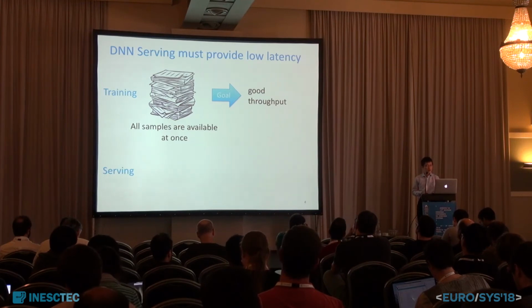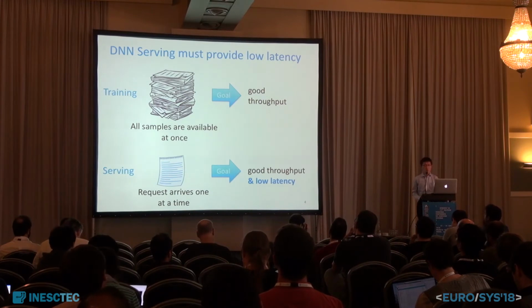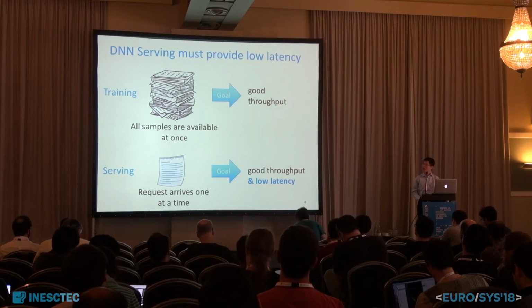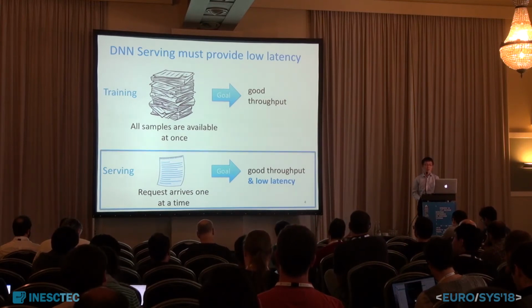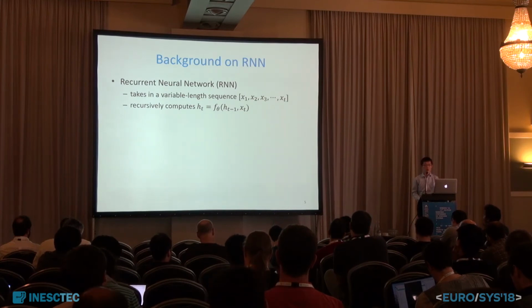But when serving a model, the weight parameters are fixed, and the requests arrive from time to time. So in addition to good throughput, low latency is of great importance. In our work, our main target is to improve the latency of model serving. Also, our work only targets one type of neural network, which is the recurrent neural network.